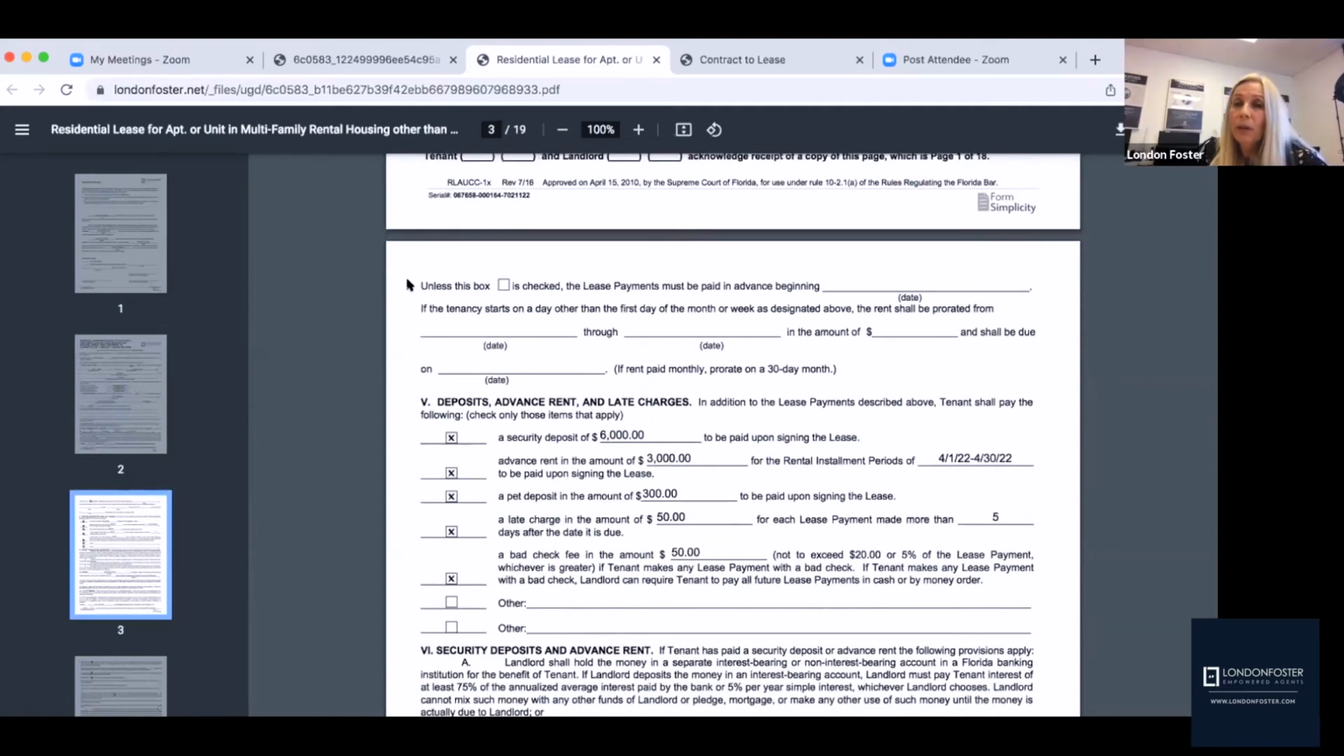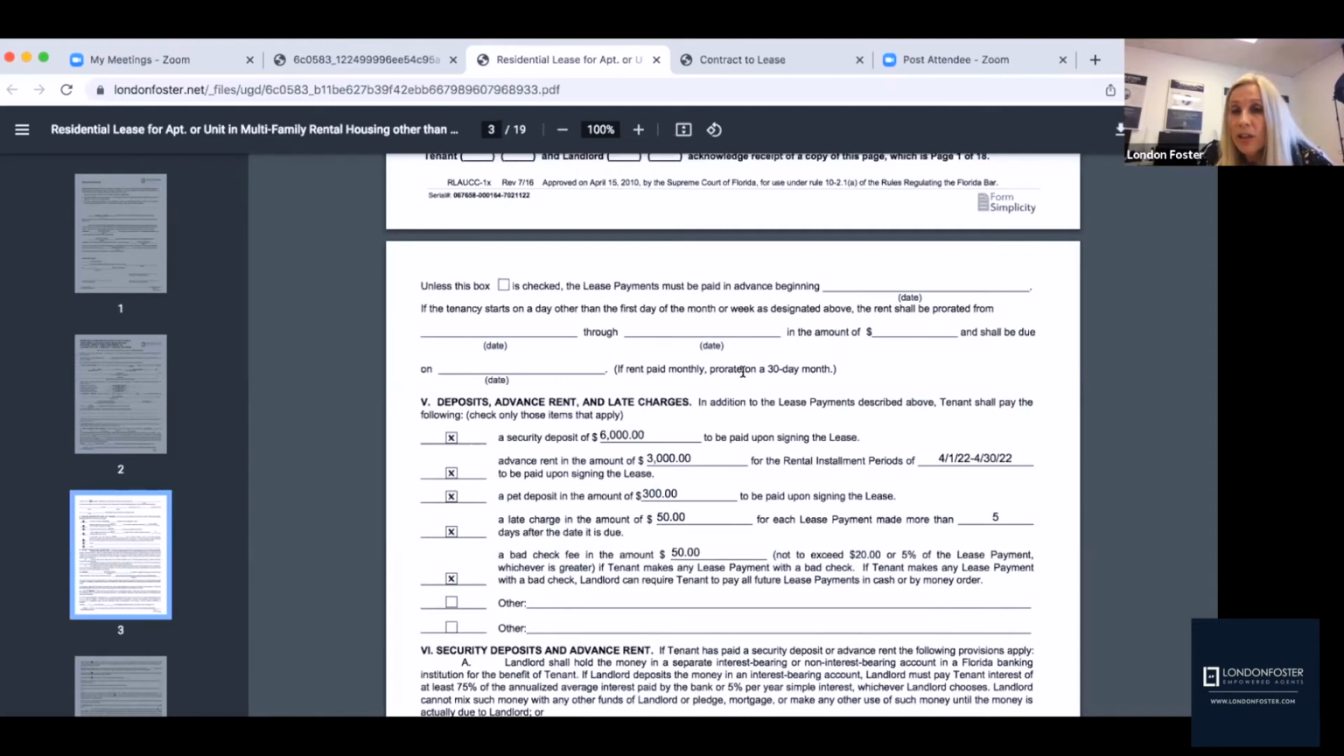If you're moving in the middle of the month, this is where you put that. If it's not the 1st of the month, or if it's a prorated situation, that's where you would put this date here. If tenancy starts on any other day of the month or week, this is where you put the prorated amount. Like if they're moving in on the 5th, we happen to be moving in this example on April 1st. If I were moving on the 15th, I will put April 15th, and that rent is good for April 15th through April 30th, and it would be $1,500, half a month of my $3,000. So that's where you would put this part.